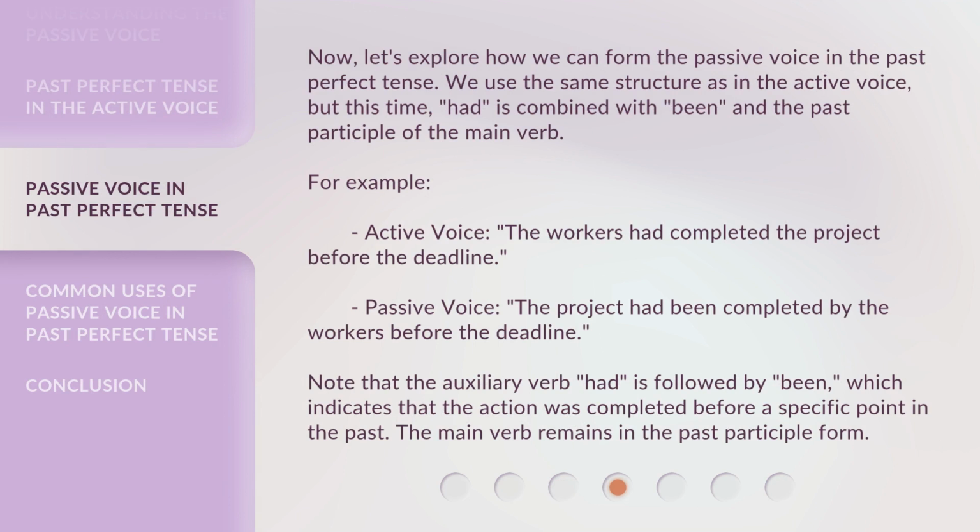Now, let's explore how we can form the passive voice in the past perfect tense. We use the same structure as in the active voice, but this time, had is combined with been and the past participle of the main verb. For example, active voice, the workers had completed the project before the deadline. Passive voice, the project had been completed by the workers before the deadline. Note that the auxiliary verb, had, is followed by been, which indicates that the action was completed before a specific point in the past. The main verb remains in the past participle form.